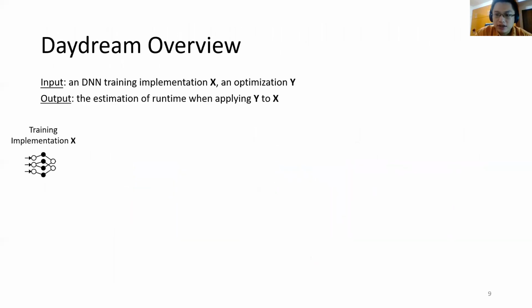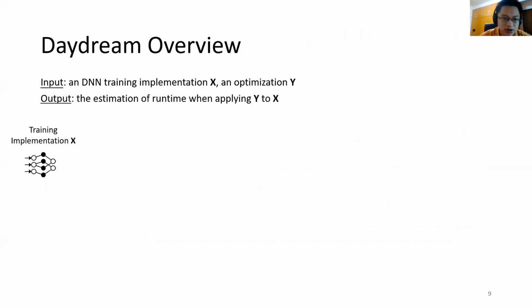So before we dive into how Daydream addresses this challenge, let's first go through Daydream's workflow. The system takes two inputs. The first one is a DNN training implementation X, and the second one is an optimization Y. And the output is the estimation of runtime when applying Y to X.